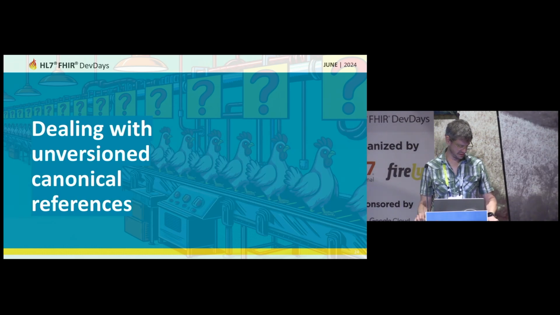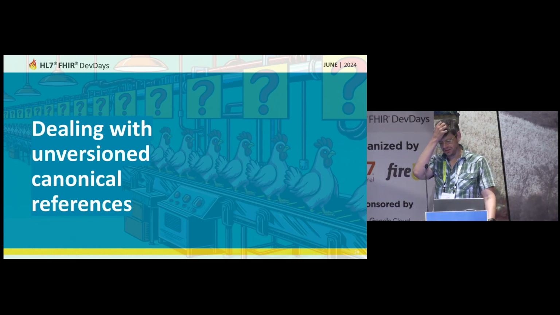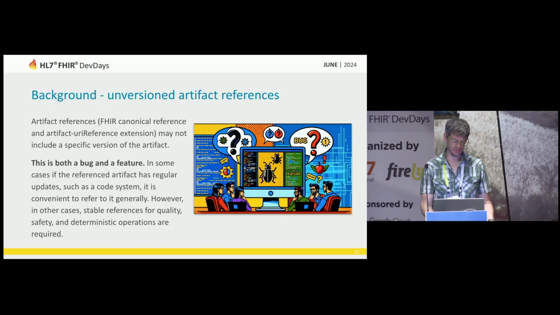So the last-ish major section here is this difficulty that I talked a little bit about before, which is dealing with these unversioned canonical resources. If I have a value set and I'm referring to a code system, LOINC, and I don't specify the actual version, what do we do? And so this is, in some cases, a feature.